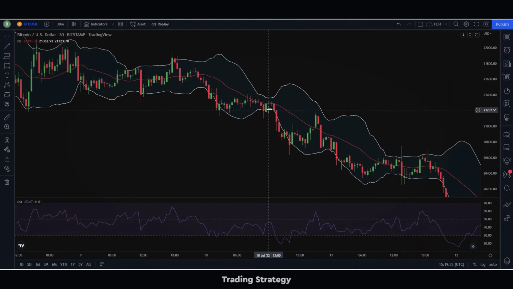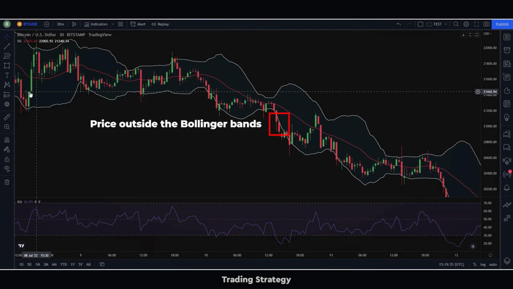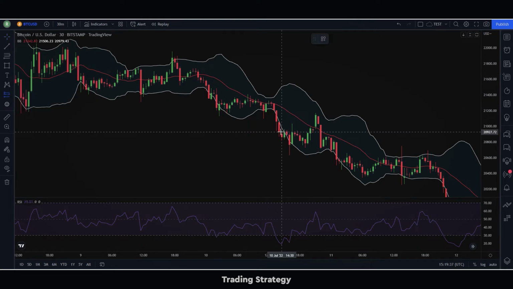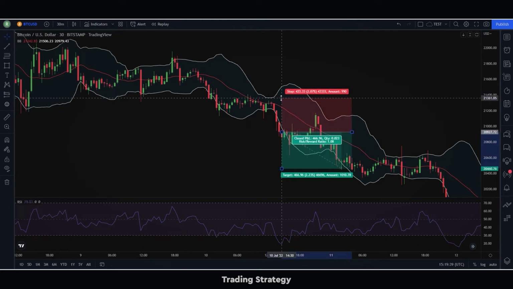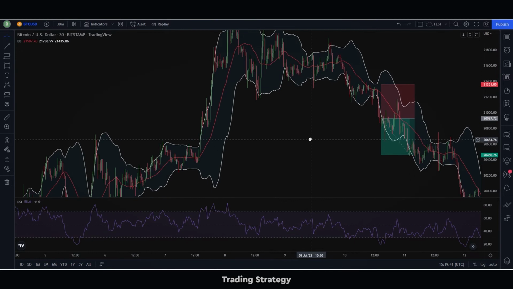The rules for entering a sell trade are simple. We will simply have to wait for the price to be outside the Bollinger Bands, and at the same time, the RSI is below 30. The stop loss will be placed above the last high, and the take profit in the support areas and resistances.